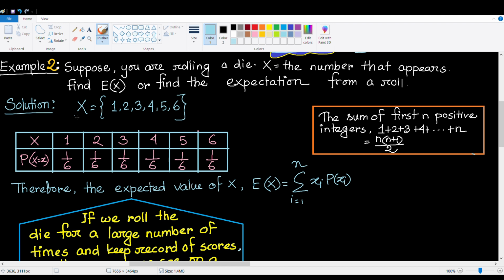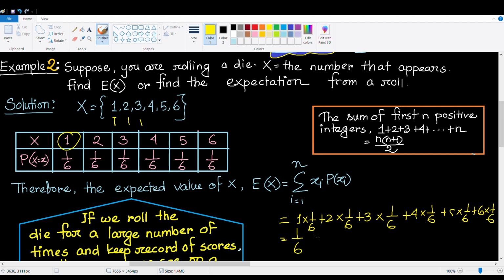To solve it, first we have to determine the set of the random variables. If we roll a die, then 6 outcomes are possible: 1, 2, 3, 4, 5, and 6. Now the corresponding probability for each of these results would be 1 by 6, right? This is simple. And therefore the expected value of x, E of x, would be 1 times 1 by 6 plus 2 times 1 by 6 plus 3 into 1 by 6 plus 4 into 1 by 6, 5 plus 6 into 1 by 6. We take 1 by 6 as common.